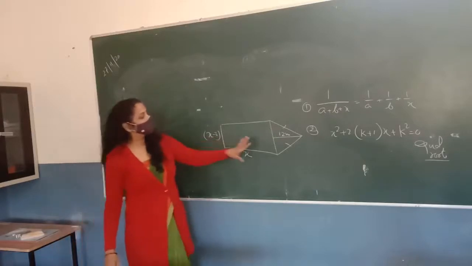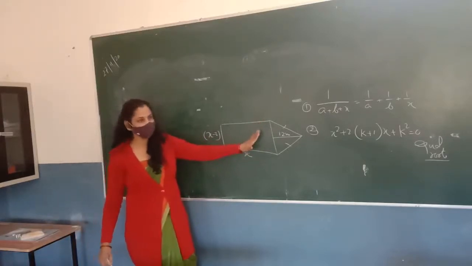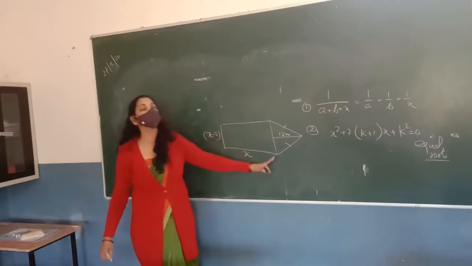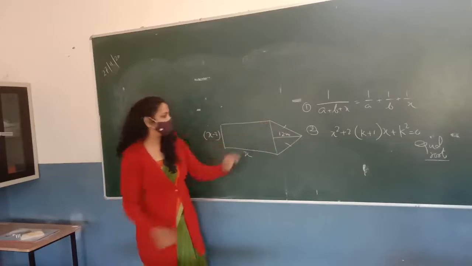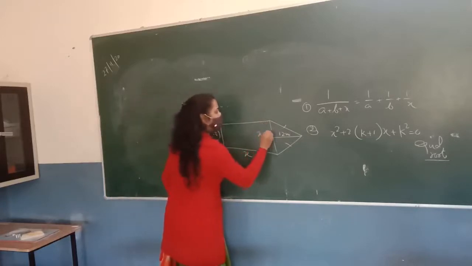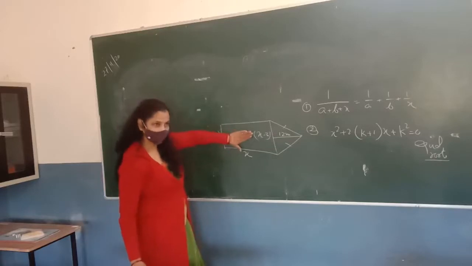So, a triangle is attached with the path such that the breadth is the base of the triangle. This is the isosceles triangle and this is the base of the triangle. It means x minus 3 is the base of this triangle. And it is given that the area of this rectangle is 4 meters square more.